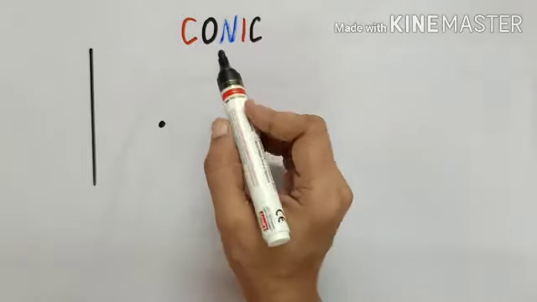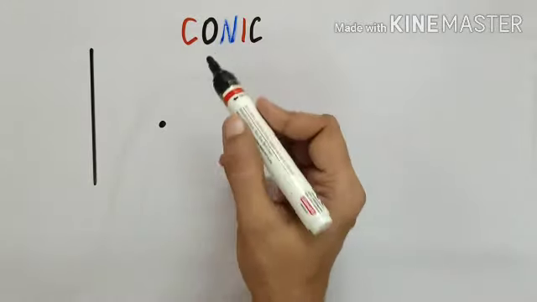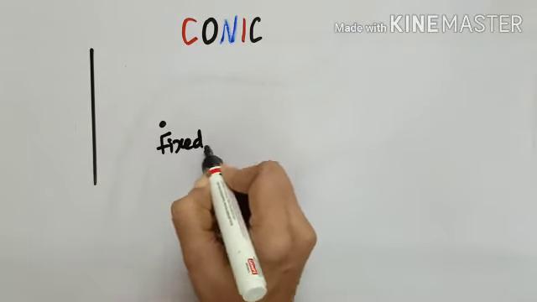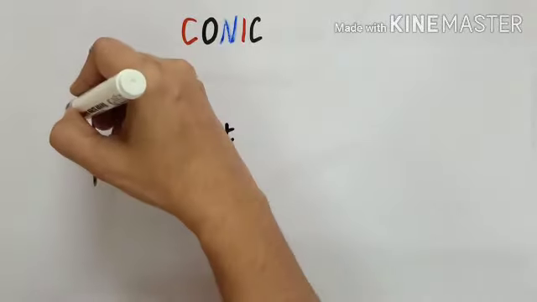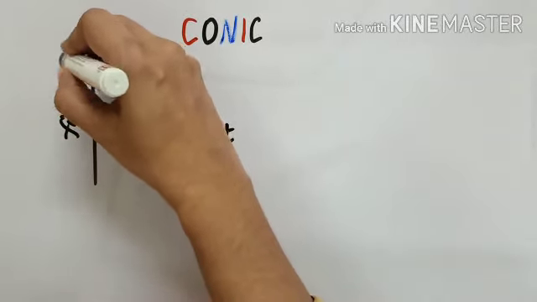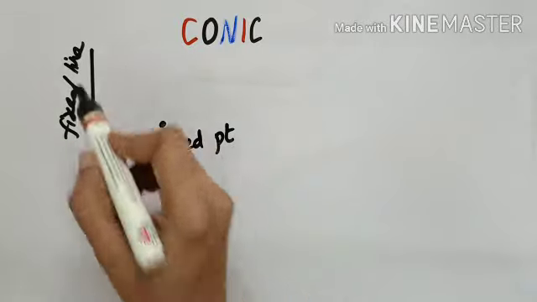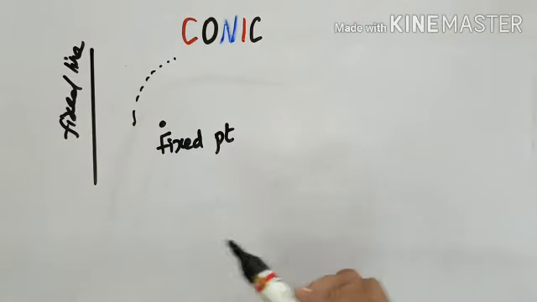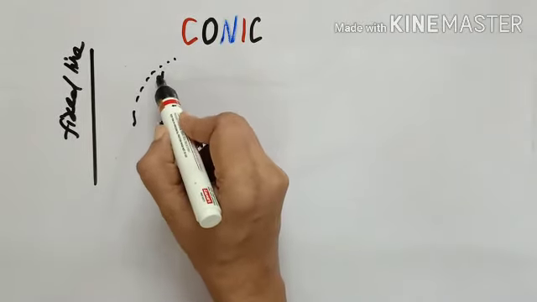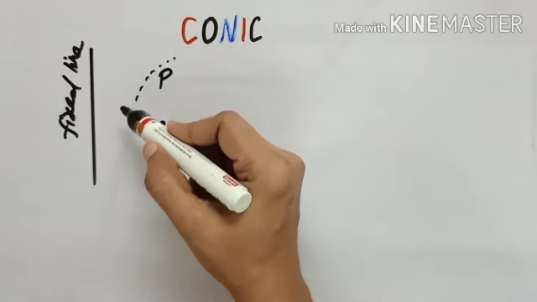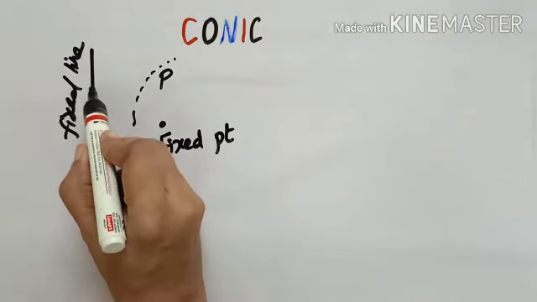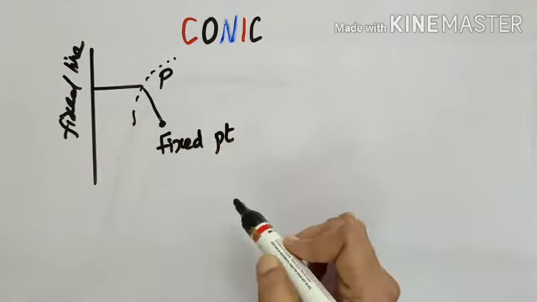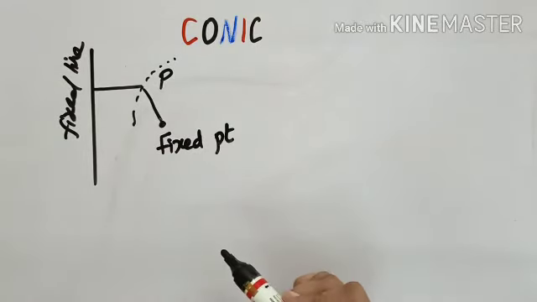How to frame the equation of a conic. To derive the equation of a conic, we need a fixed point and we need a fixed line. So I am writing two things. We need a fixed point and we need a fixed line. A point is moving like this. How does it move? A point is moving. Say it is P. As it keeps on moving, the distance from the fixed line and the distance from the fixed point bear a constant ratio.